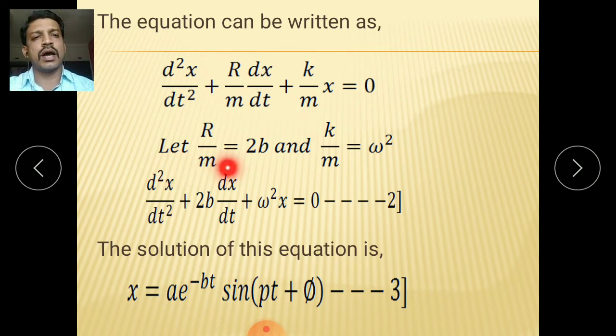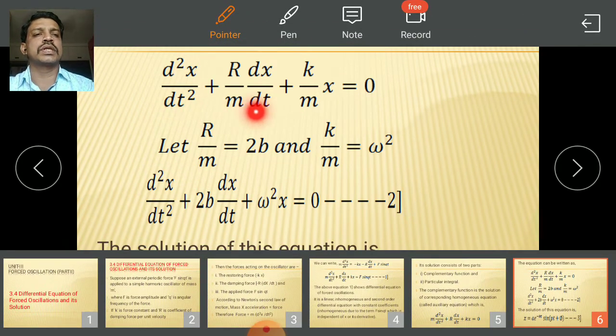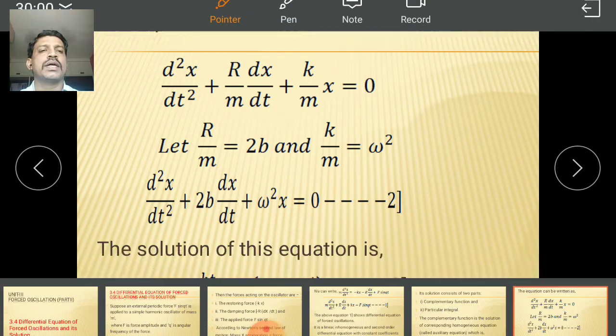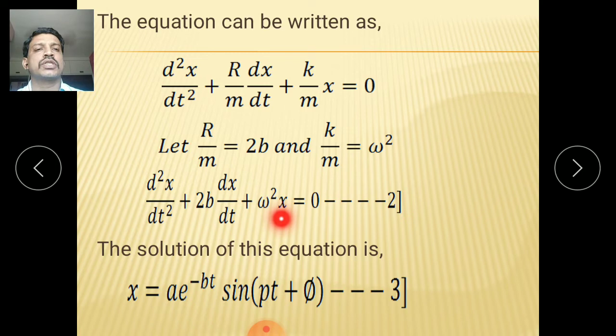Now here we say that r by m equals 2b and k by m equals omega square, that is the angular frequency, and r by m equals 2b is one constant. So the equation becomes d2x by dt square plus 2b dx by dt plus omega square x equal to 0. The solution of this equation is given by x equal to a e raised to the power minus bt sine pt minus phi. This is the solution of the above equation. Already we have found it in the first chapter.